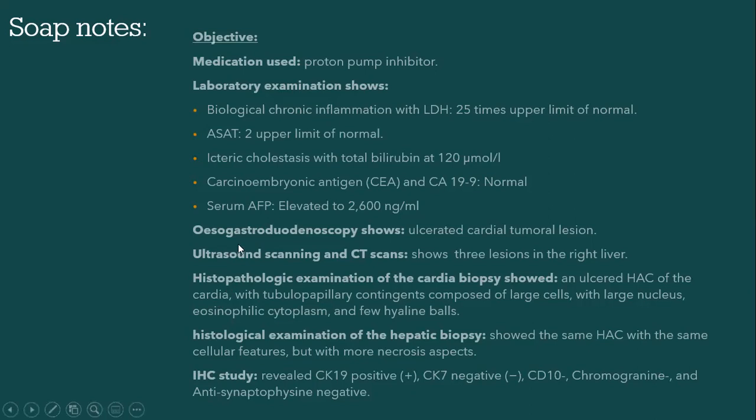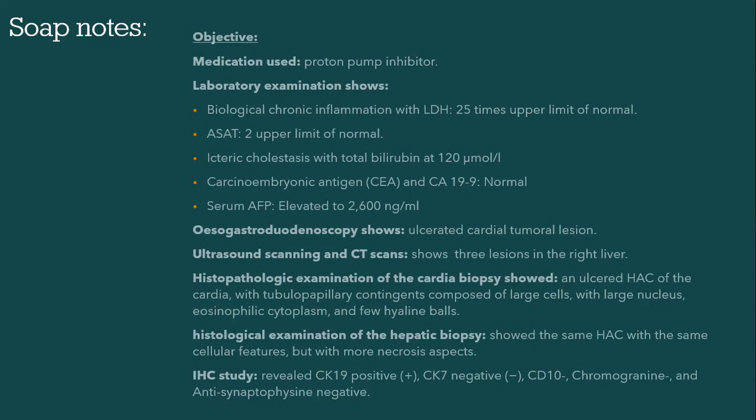Here, esophagogastroduodenoscopy shows ulcerated tumor lesions, and ultrasound and CT scan confirm that the lesion is in the right liver. Ulcerated lesions are an indication of type 2 gastric carcinoma.